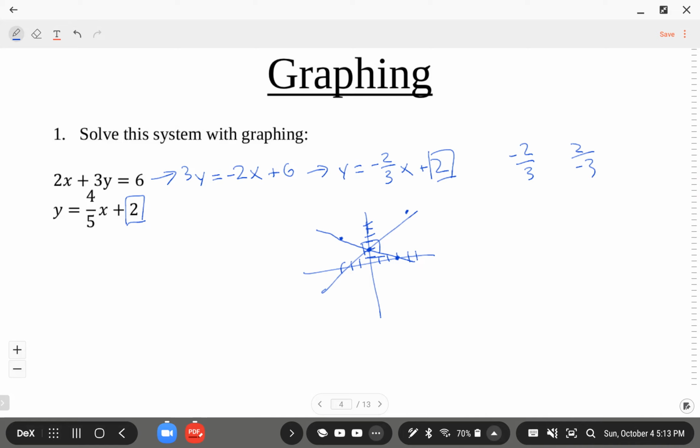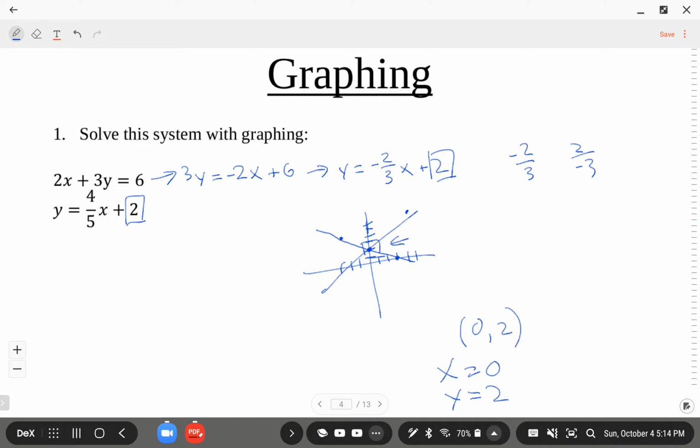So what is the intersection? Okay, it is 0, 2, right? So that is the intersection because the intersection is this point right here, and that will be 0, 2. So you can say that x equals 0 and y equals 2. Okay? So graphing, you don't actually use graphing when you're solving.